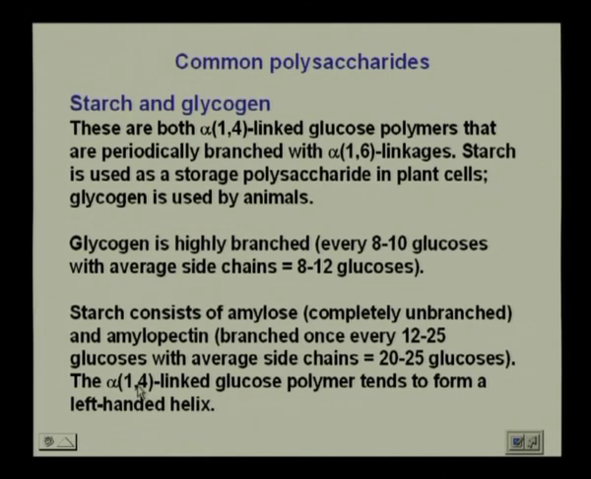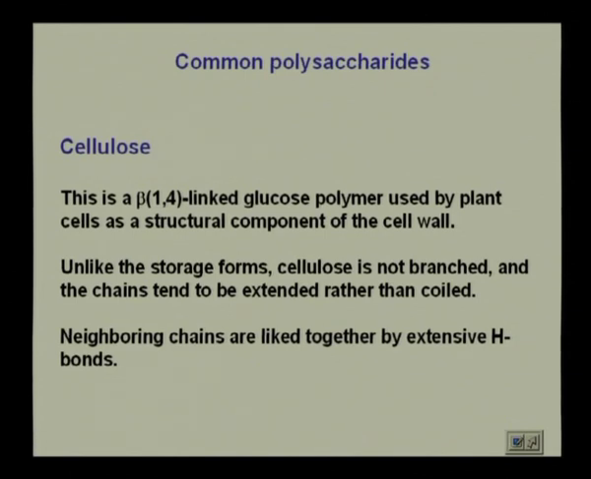Then the alpha 1,4 linked glucose polymer units in amylopectin actually form something that looks like a helix, because they link, one link like this and like this. I will show you in a picture right now. In cellulose, you have a beta 1,4 linked glucose polymer. Okay? That is used by plant cells.